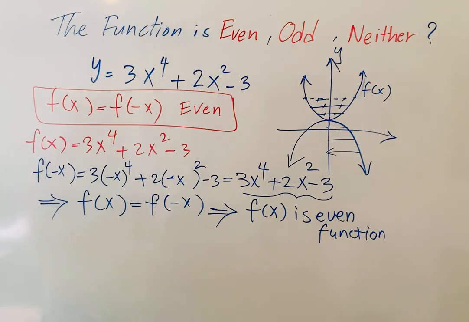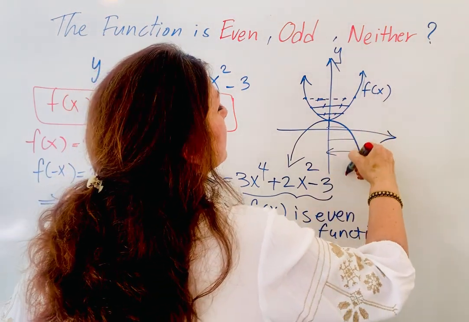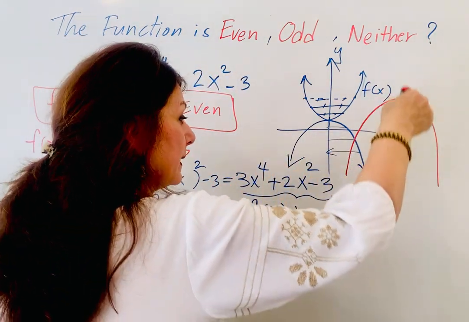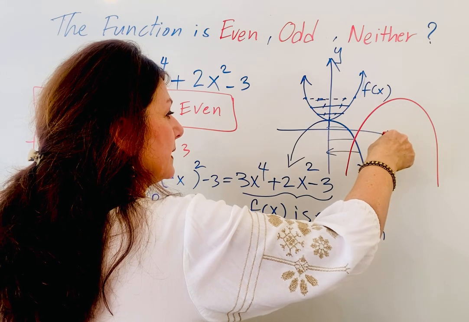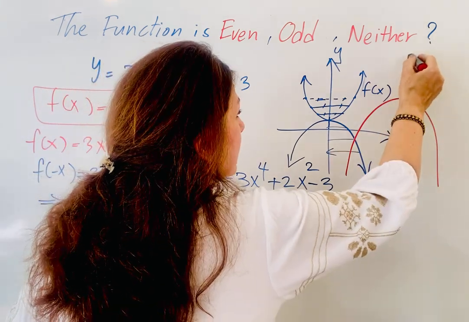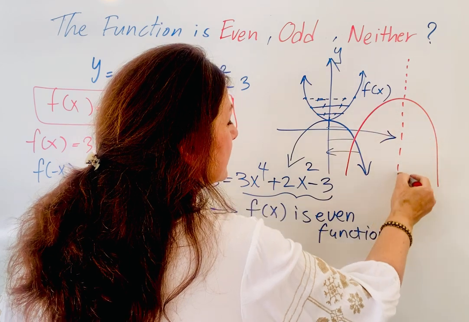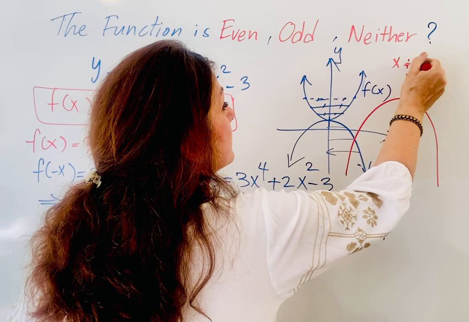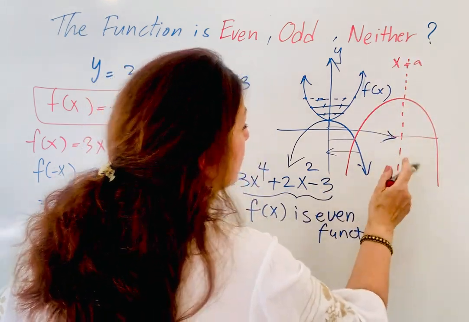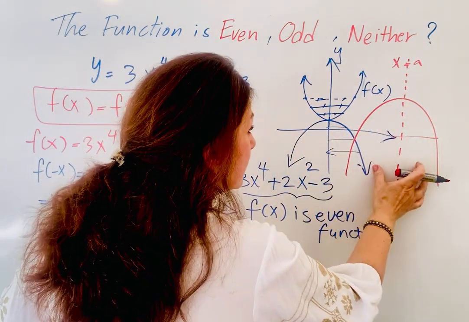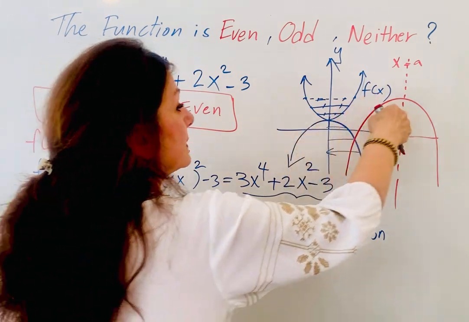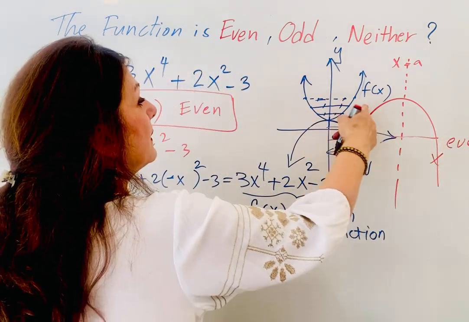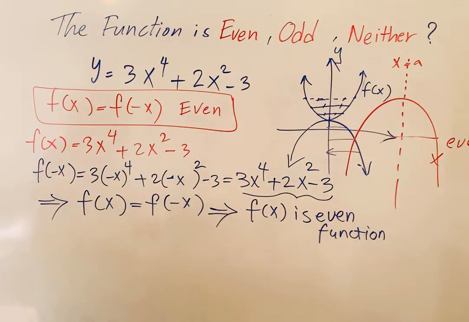But if you have it somewhere else, for example here, this is a parabola, the leading coefficient is negative. This is symmetric, but not to the y-axis. This is symmetric to the line x equals somewhere, but not the y-axis. This is not even. We say even when it is symmetric to the y-axis.